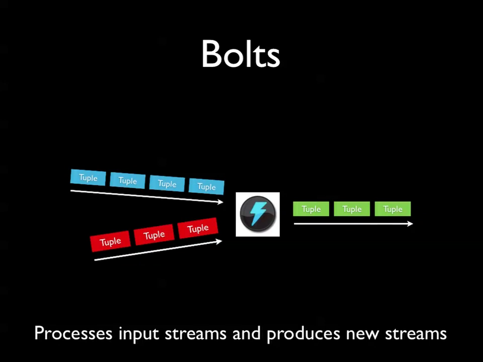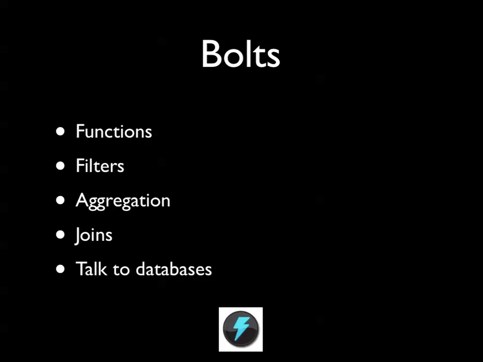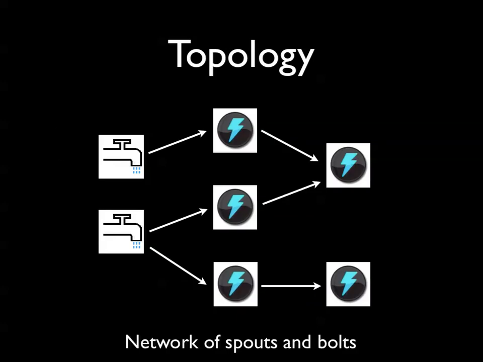Then you have bolts. Bolts process any number of input streams and then produce any number of new output streams. Most of the logic in your application goes into these bolts. Bolts can do anything from run functions, do filtering, do streaming aggregations, do streaming joins, talk to databases, you name it, your logic tends to go in these bolts. Finally, the top-level abstraction in Storm is called a topology, and a topology is just a network of spouts and bolts, where every edge in the network indicates a bolt subscribing to the output stream of some other spout or bolt.